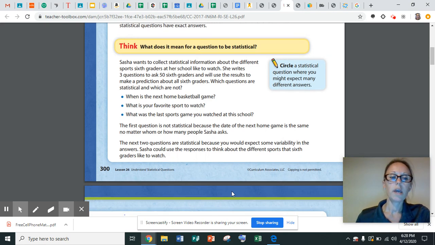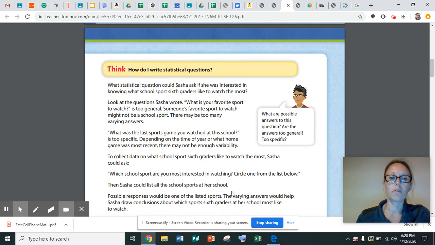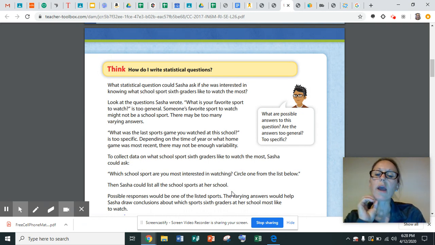Okay, now when we go to page 301, we're trying to think about how do I write statistical questions? So first you have to be able to identify whether a question is statistical or non-statistical. And now you have to think, how do I write a statistical question?